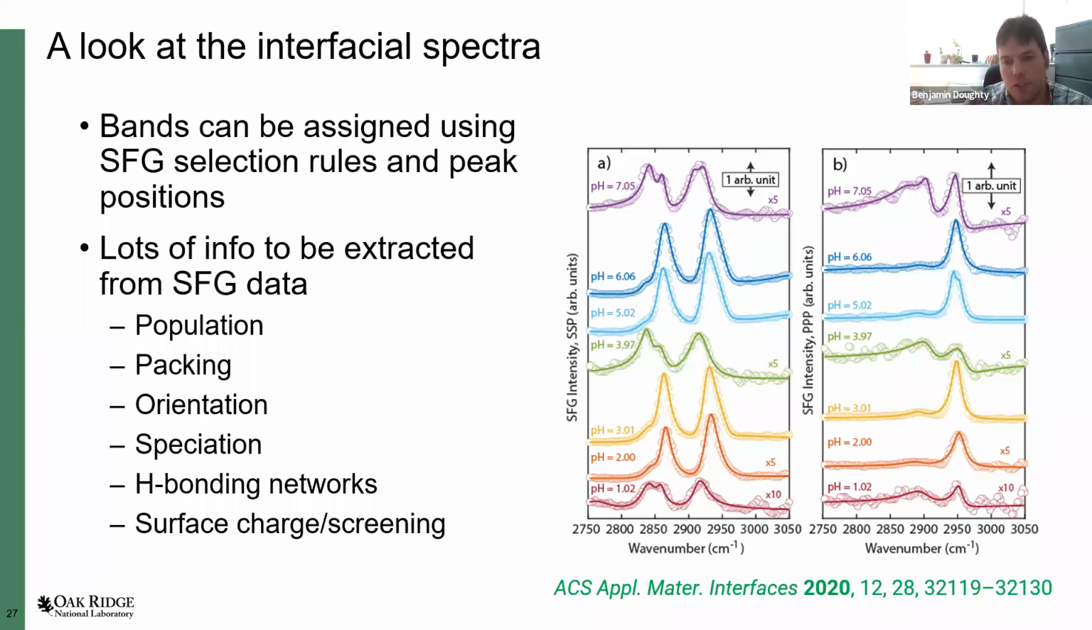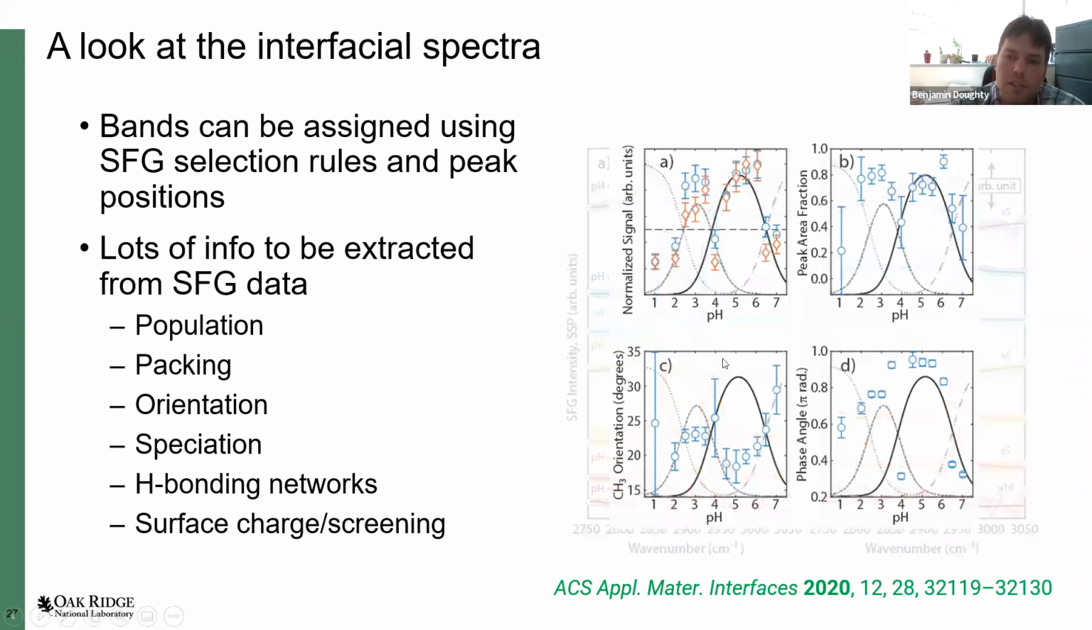So we took SFG spectra now all the way from pH 1 to pH, I think 7.5 in half pH unit increments, and we took it in different polarization combinations. And what we see is you get a lot of peaks, and those signal intensities vary a lot depending on the specific pH you're at. So there's a lot to unpack in this.